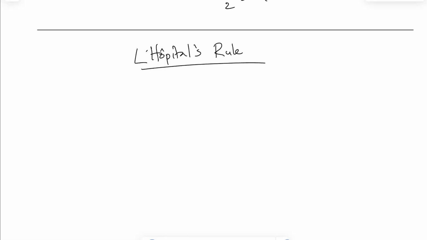But this is a trick for finding limits. It's a little strange, typically when you learn calculus, you talk about limits for a long time, and then you talk about derivatives. And then by the time you talk about derivatives, you don't care about limits anymore. But actually, this is a trick using derivatives which can help you calculate limits. A trick using derivatives to find certain limits.